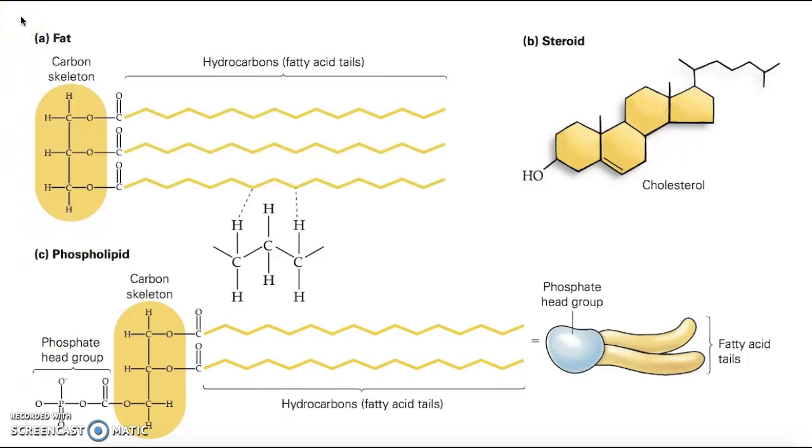So lipids are one of the major macromolecules we find in cells. You might recall that the others are proteins and carbohydrates and nucleic acids. And the lipids are interesting in that they can be subdivided into three different kinds. So we'll see that fats are one kind, steroids are another kind, and phospholipids are a third kind. So there's three kinds of lipids: the fats, the steroids, and the phospholipids.